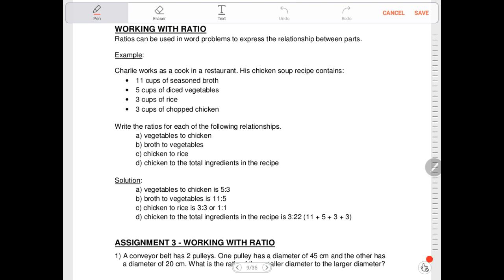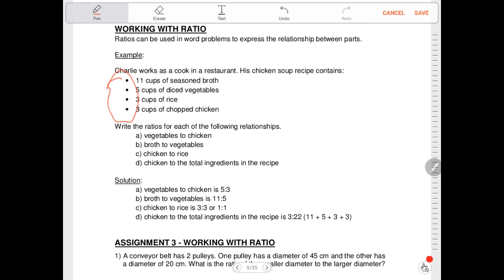So, I don't need to read this word for word, but if you read this, you have a cook at a restaurant and you have different recipes, and it's important with ratios that if you are considering a recipe, things have to be done properly. Like for example, if you want to make this chicken soup properly, you have to have everything put together in the proper amounts or proportions.